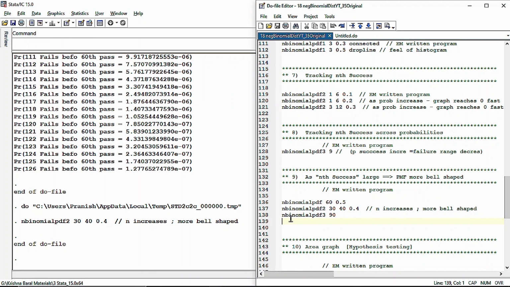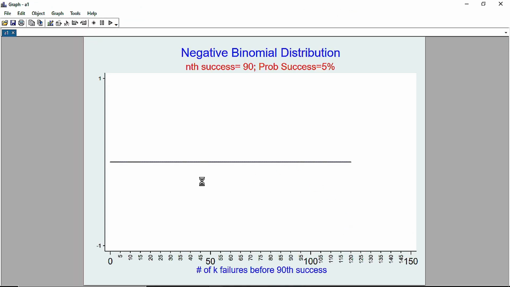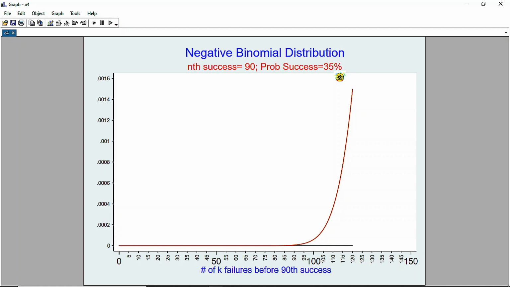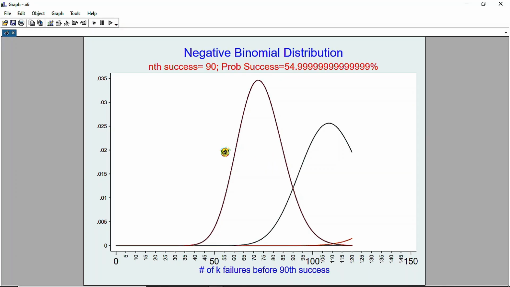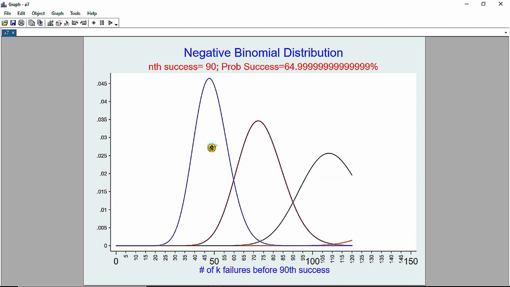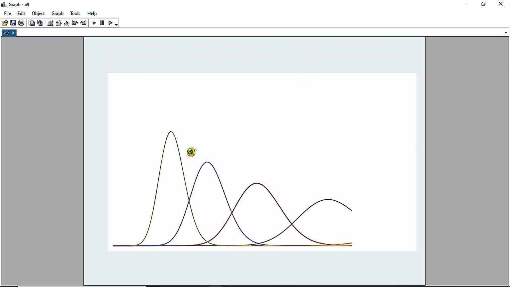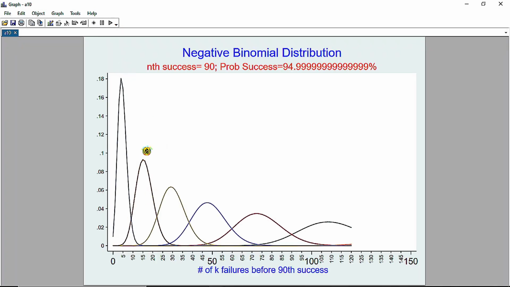And let us reinforce this once again. Now we are taking the nth success to be 90, and across all the probabilities we are going to draw it. And we will see that if the probability of success increases, the graph is more of a bell-shaped curve. In fact, it will coincide with a normal curve. So we see as the probability of success is increasing, the range of failure decreases, as well as the graph is getting more of a bell-shaped curve.